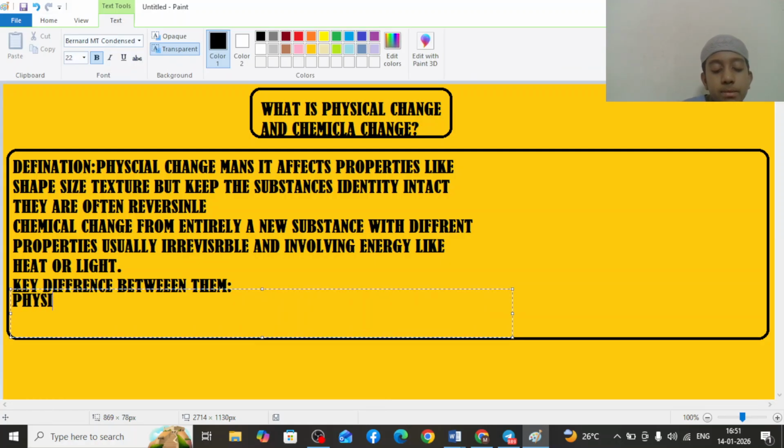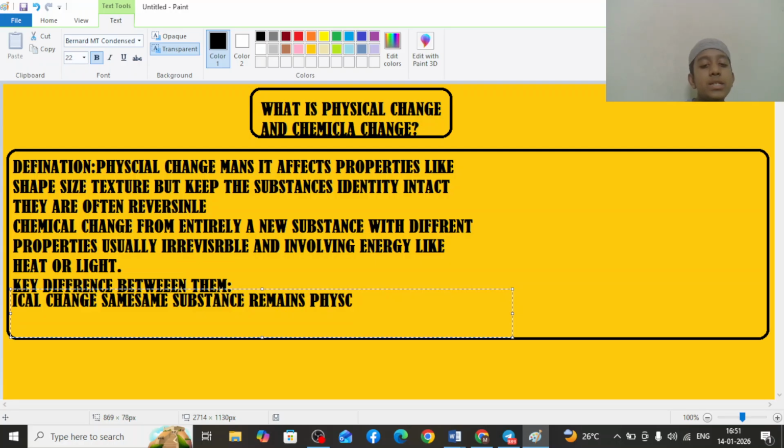Firstly, physical change. In a physical change, the substance remains the same substance. The substance doesn't change. Like when you do a physical change on iron, the iron doesn't turn into gold or copper. It stays the same substance; it is iron, so it will be iron after the physical change.